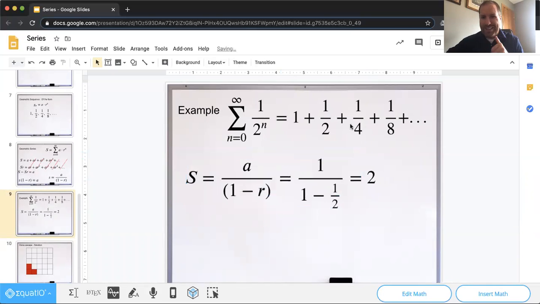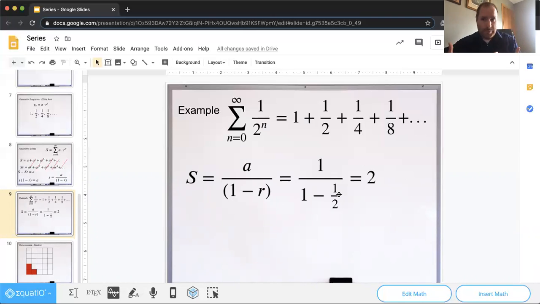Now, again, this summation will never actually get to 2 because we have to go infinitely far, but it's going to approach 2. That's the way to think about it. This series will never become 2. It will just constantly get closer and closer and closer to 2, right? If we were able to go infinitely far, we'd get to 2.